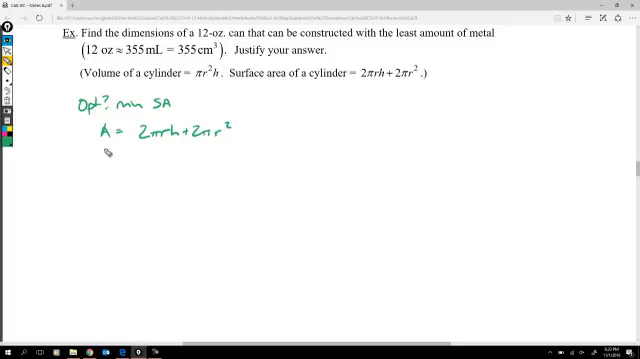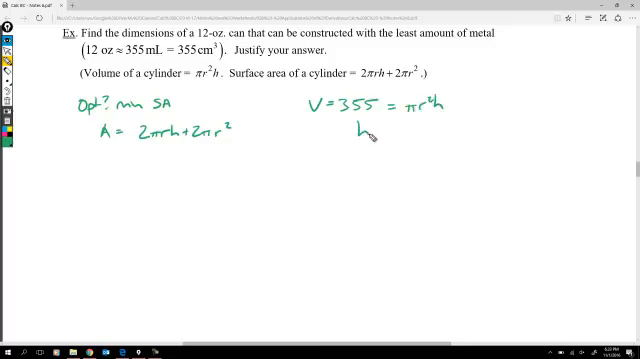Normally, the next step would be to take the derivative. However, taking the derivative was going to be kind of tricky because I have two variables here. So if you have two variables in your equation you're trying to optimize, you're going to need to make a substitution, like what we did earlier. That's why they gave us this stuff about volume. So I know that my volume is 12 ounces, which is about, they said, 355 centimeters cubed. Okay, this is my volume.